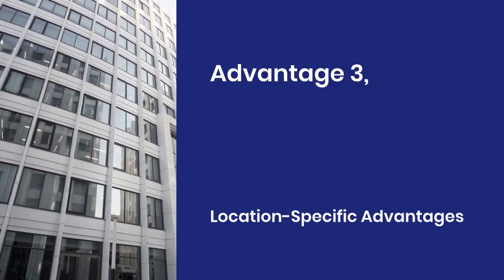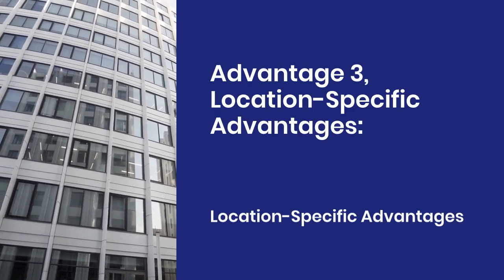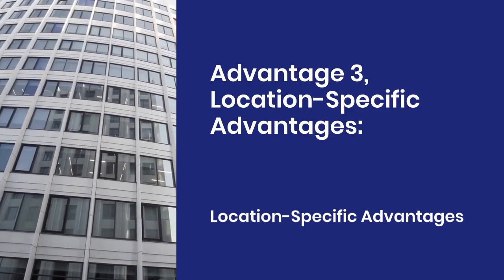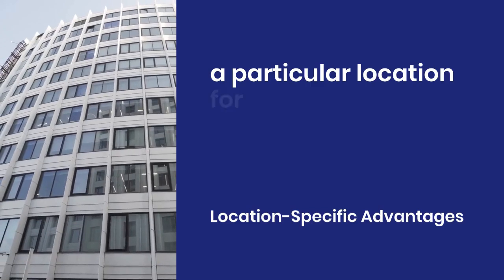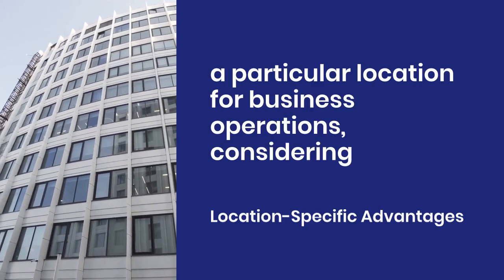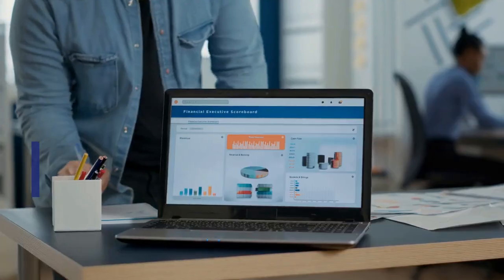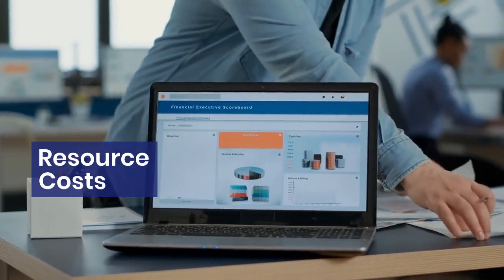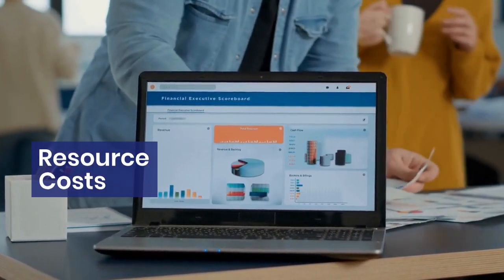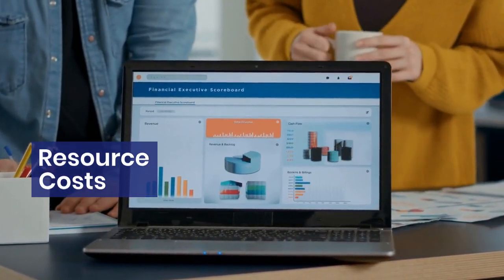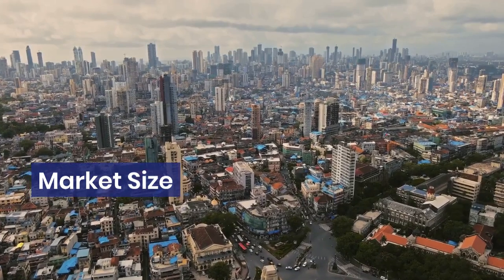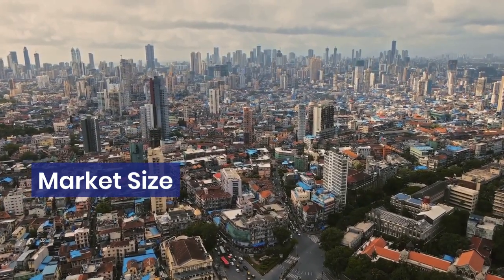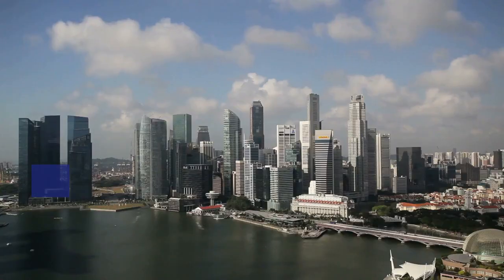Advantage 3. Location-specific advantages. These advantages relate to the attractiveness of a particular location for business operations, considering factors such as resource costs. Manufacturing in countries with lower labor costs like China for textiles. Market size. And expanding into large emerging markets such as India for tech companies.